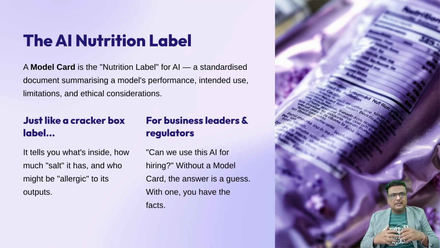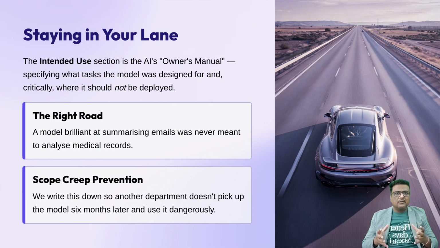So, now that we've mastered the basic idea of model cards as nutrition labels, you might be wondering what specific ingredients we need to list first. Well, that brings us right into our next step, which is defining the intended use and scope. Stay with me here, because this is where many companies get into legal trouble. Formally, intended use is the section of a model card that specifies the tasks the model was designed to perform and a specific context in which it should and should not be deployed. In simple words, this is the owner's manual.